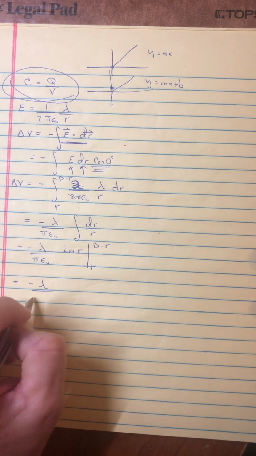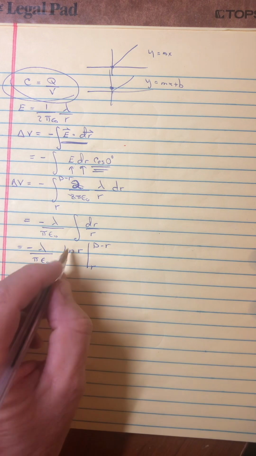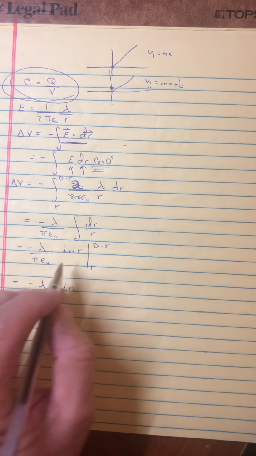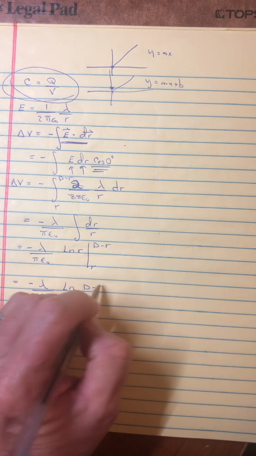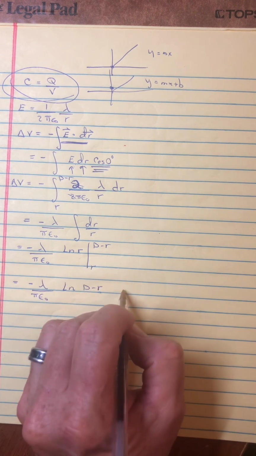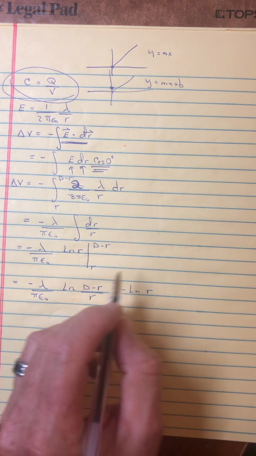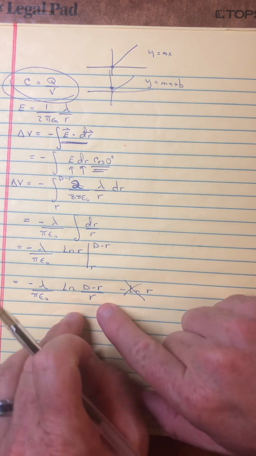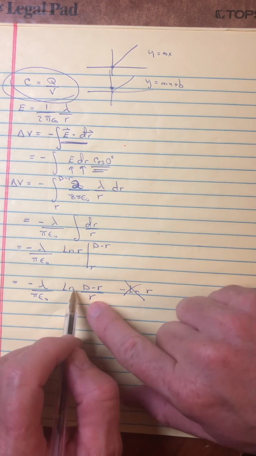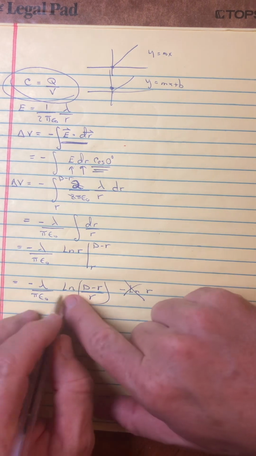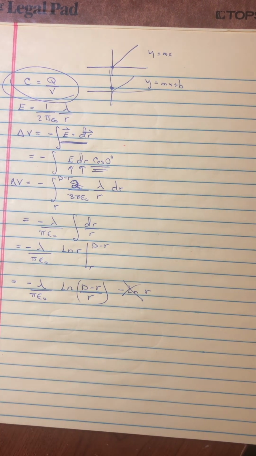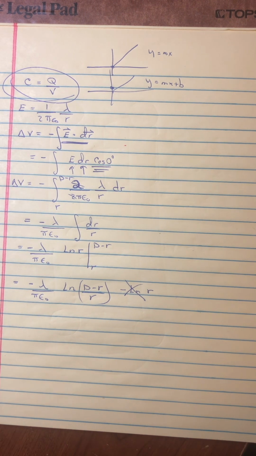And if we take advantage of the properties of logarithms, this is the natural log of d minus r, and then minus the natural log of r. But taking advantage of the property of logarithms, when you subtract two natural logs, that's the same as taking the natural log of their quotient. And so I'll just write it in that fashion.